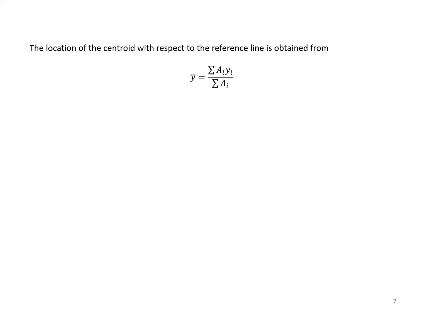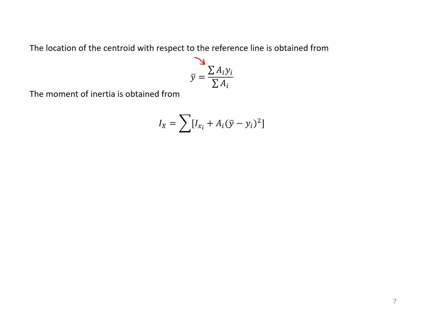The location of the centroid is simply equal to sigma ai yi divided by sigma ai. Sigma here refers to the summation of all the segments. In other words, we are talking about the sum of the static moments with respect to the baseline divided by the total area of the cross section.